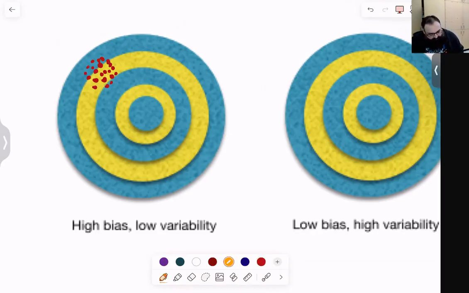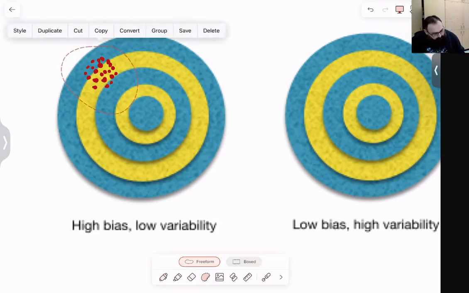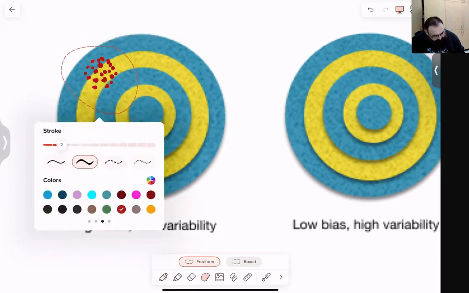I want to see if I can change that color so it stands out a little more. What looks best? That blue one? I think that's good.